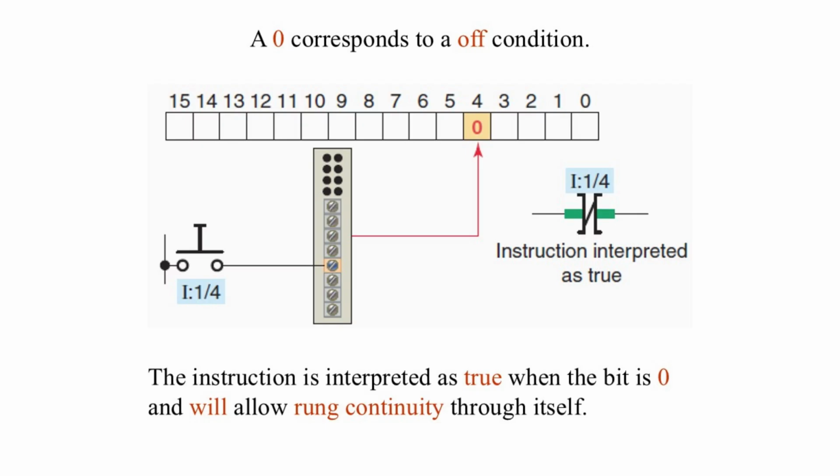The XIO instruction then examines the status of this bit. Because the bit equals 0, the XIO instruction is true, and current is allowed to flow through the rung. This behavior corresponds to a normally closed contact that conducts current when its associated device is de-energized.